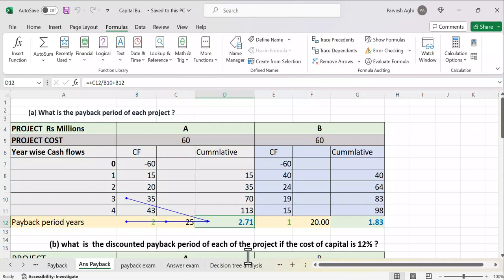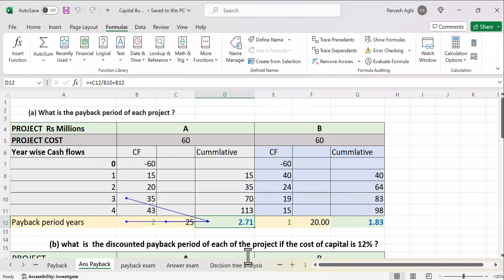So 25 divided by 35 comes to 0.71. So that means the total number of years to get your money fully back is 2.7. Okay. Now you can multiply 0.75 by 365 days, so you get the number of days or months. So 2.7 is the payback period. Is it clear to everyone? Is it clear? Any doubt here?